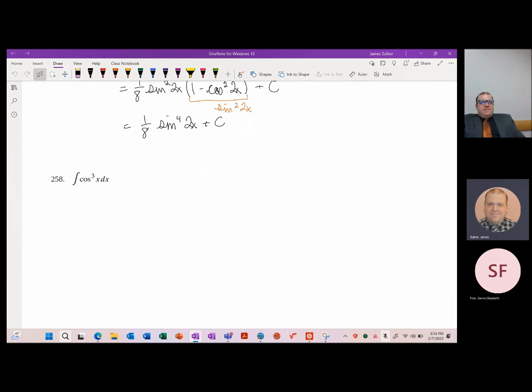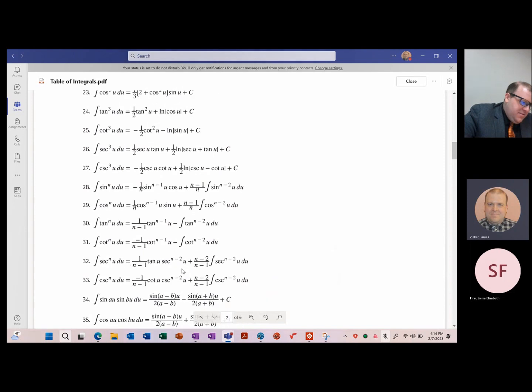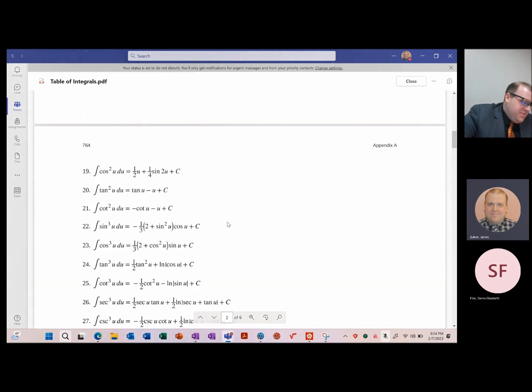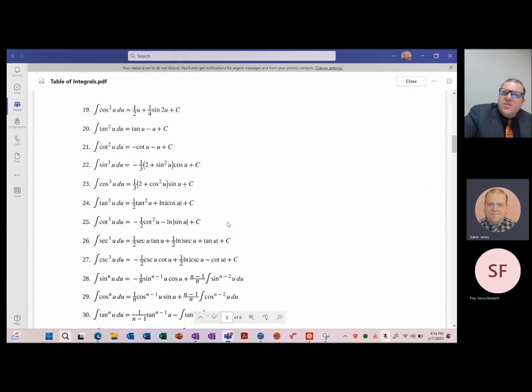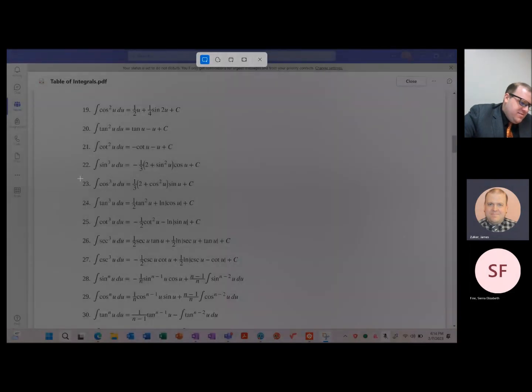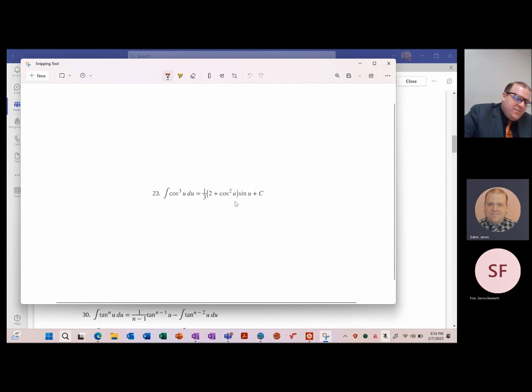Cosine cubed. Well, let's see if we have a formula for cosine cubed. Is it there somewhere? Oh, perfect. Look at that. It's a perfect match. This is a case where actually using the table is faster.